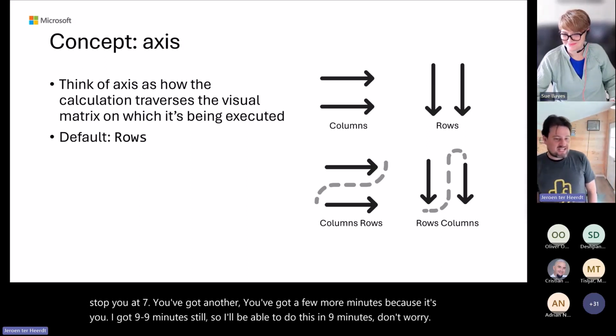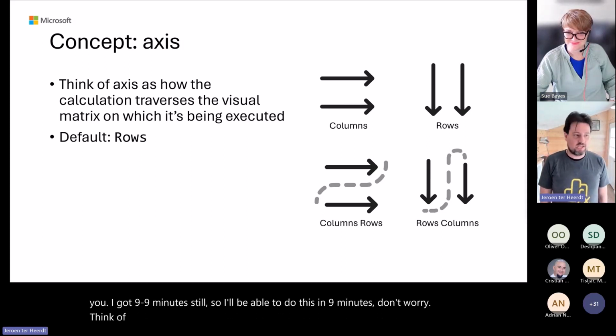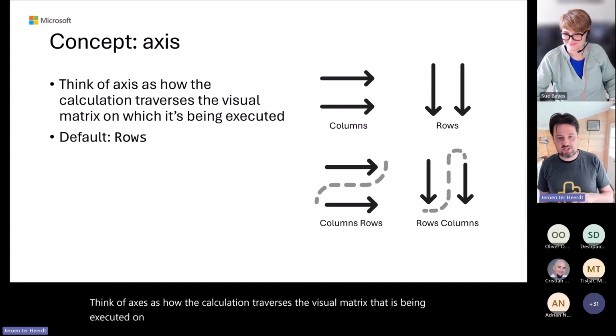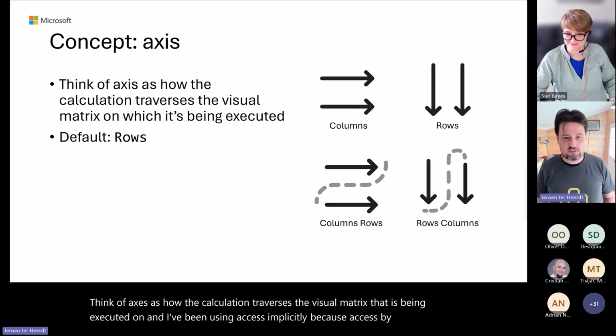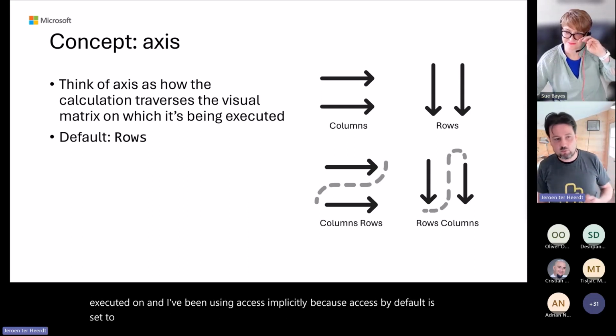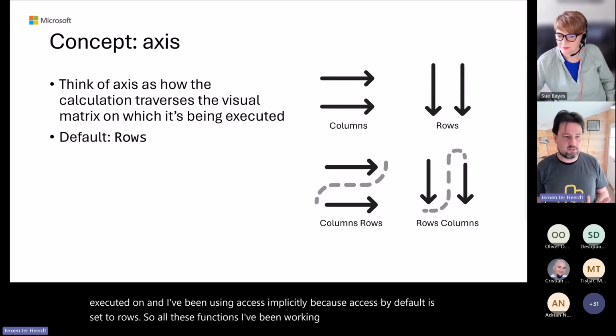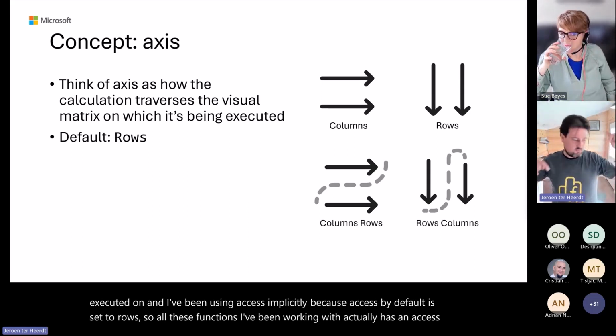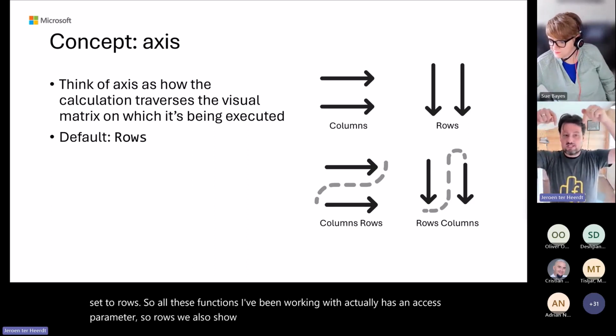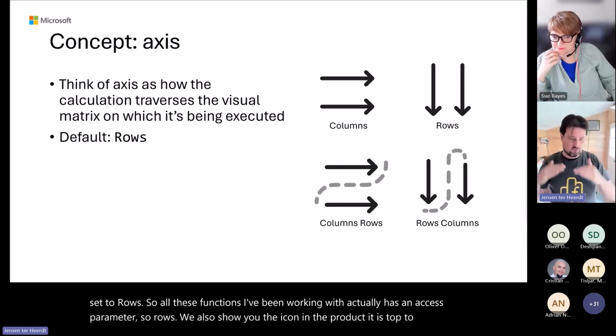So think of axes as how the calculation traverses the visual matrix that is being executed on. And I've been using axes implicitly because axis by default is set to rows. So all these functions I've been working with actually have an axis parameter. So rows, we also show you the icon in the product. It is top to bottom across the rows.